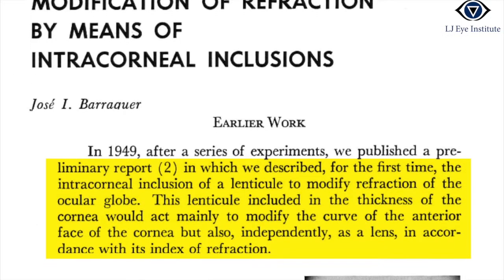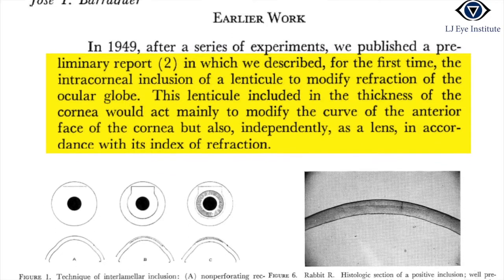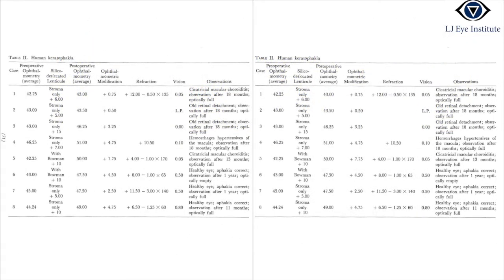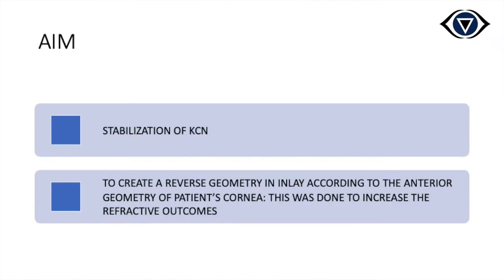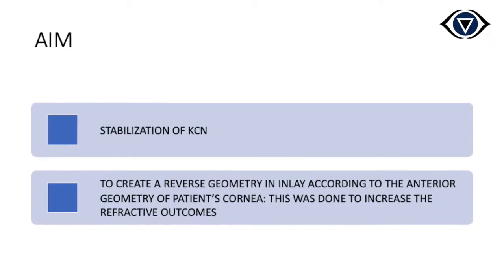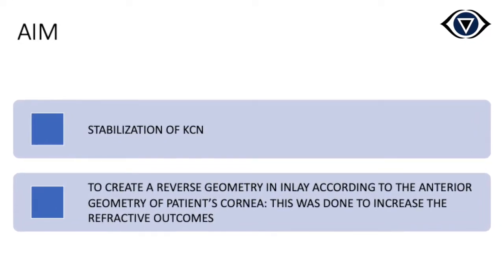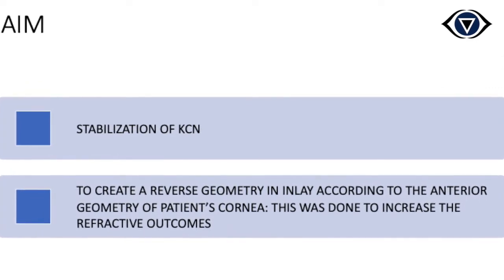Barker et al. in 1949 for the first time described intracorneal inclusion of a lenticule to modify the refraction of the eye, and they concluded that modification of the refraction is in relation to the power of the lenticule and its location in the thickness of corneal parenchyma. So with the aim of stabilization of keratoconus and to increase the refractive outcomes, we tried to create a reverse geometry in the inlay according to the interior geometry of the patient's cornea.